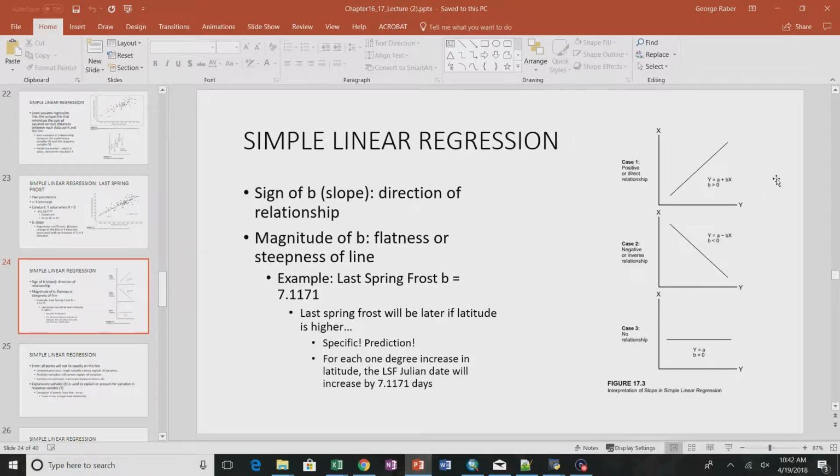So the sign of the slope indicates the direction of the relationship. The magnitude of b is the steepness of that slope. So it can be used, as I said, as the predicted value. And you can use that to say, for every 1 degree of latitude, we're changing the date of the spring frost by about 7 days.